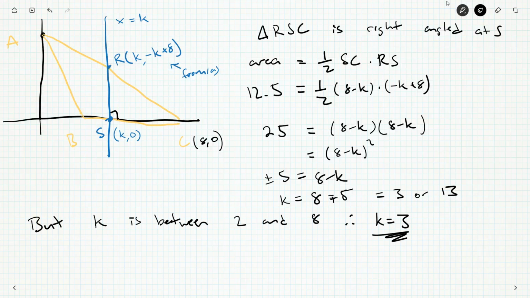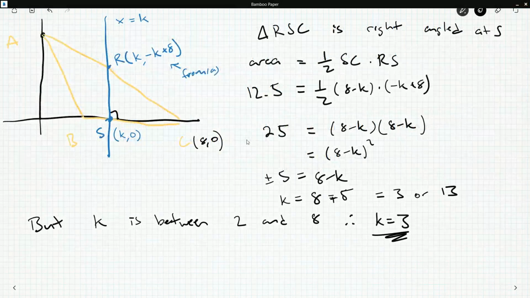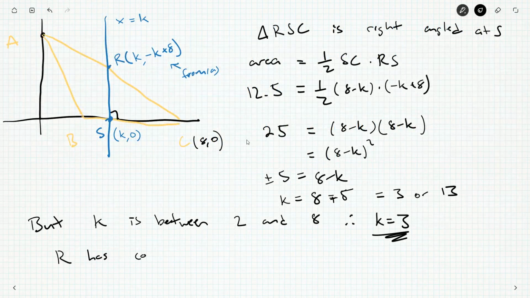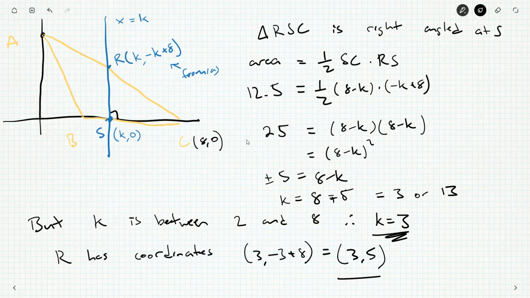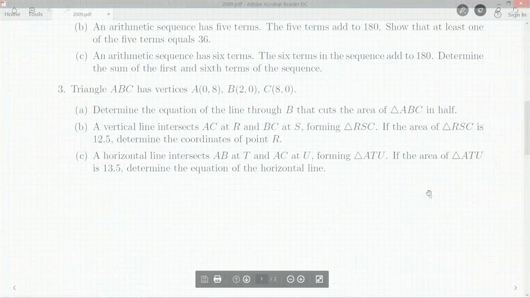Now, we weren't asked for K. We were asked for the coordinates of point R. But now that we know what K is, we can see R has coordinates 3, negative 3 plus 8, but that's really 3, 5. So there we go. And that does B part. I think that went a little faster than A part because we didn't have to work out any line equations or anything like that. And now we'll flip the page for our last part, C part.